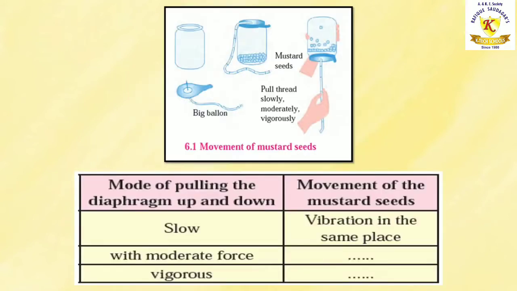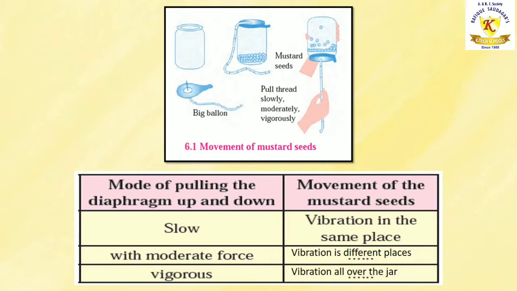Record your observation. Now this is the table we have on page 39 of our textbook. There are two columns. In the first column it is the mode of pulling the diaphragm up and down, and in the second column the movement of the mustard seeds. Now first it is slow. So the movement of mustard seeds is vibrations in the same place. Now what if the pulling of the diaphragm is with moderate force? So the movement of mustard seeds would be vibrations at different places. And if the diaphragm is pulled vigorously, the vibration would be all over the jar.